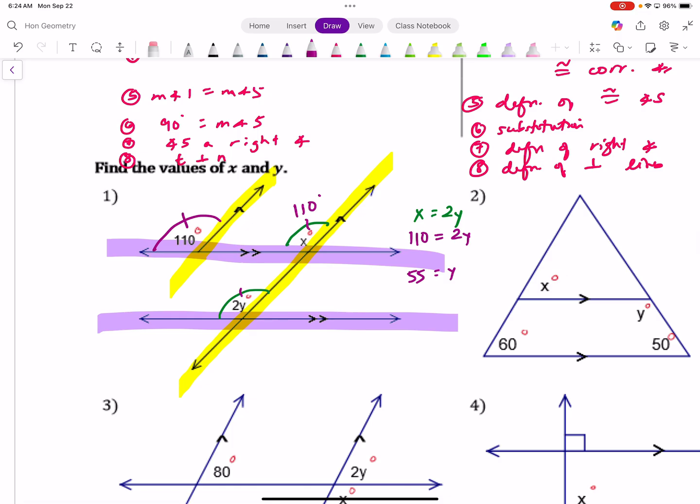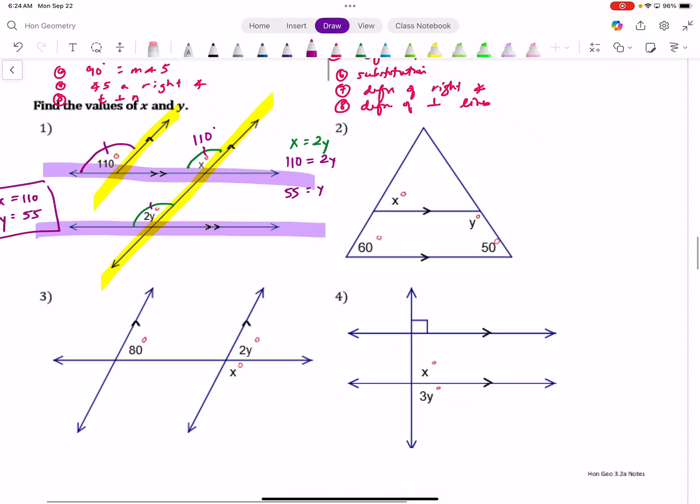So we can just say that x is 110 and that y is 55. And now that I've started working on these, Ethan, you're probably just going to turn the video off for a second and try these on your own and then come back and see how you did.